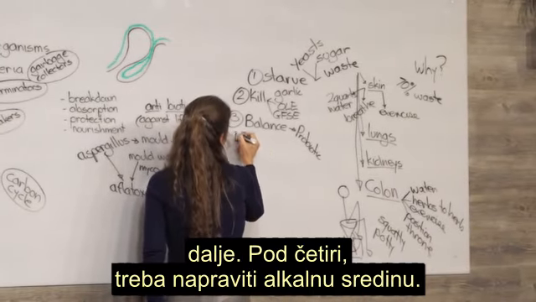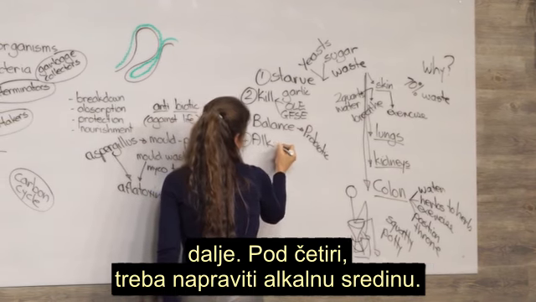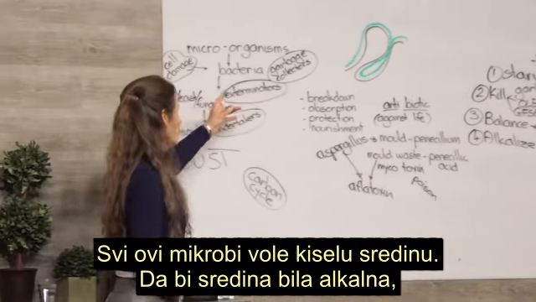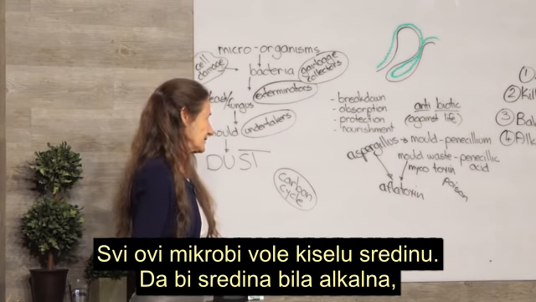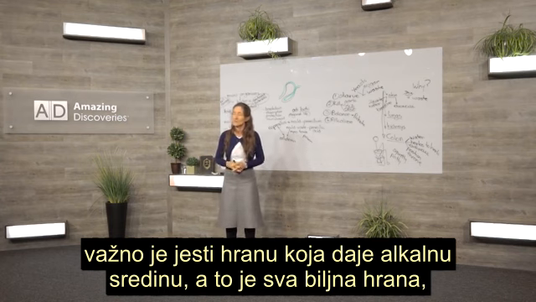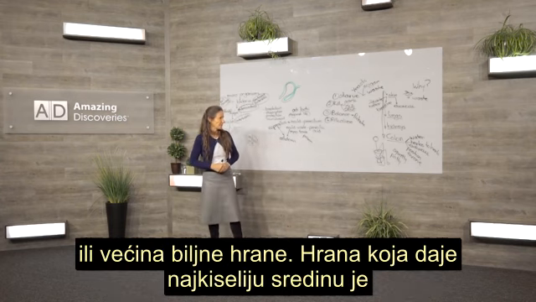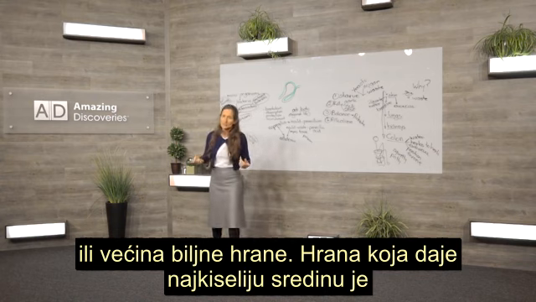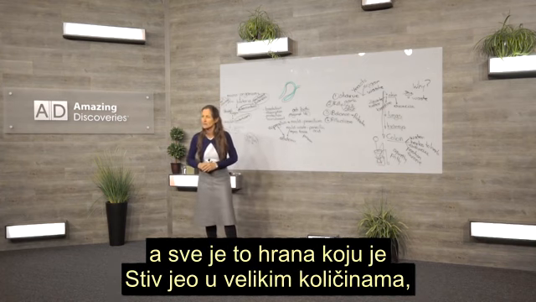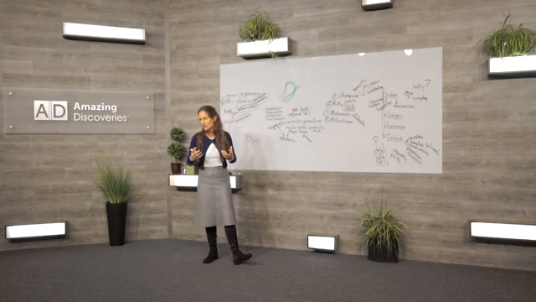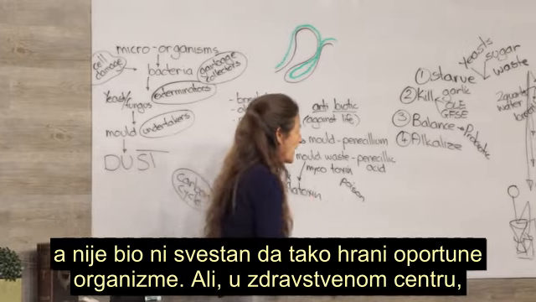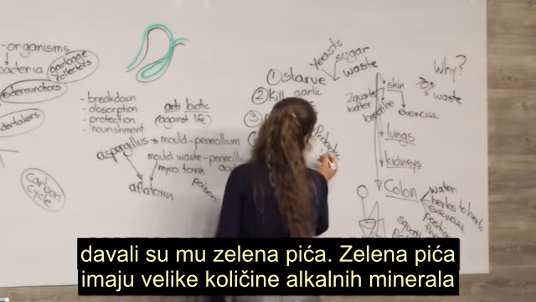Number 4, alkalize. These microbes all love an acid environment. To alkalize, it's important to have alkaline forming foods, which basically are all your plant foods, or the majority of them. The foods that are the most acid are things like alcohol, refined sugars, caffeine, dairy products and meat, and these were things that Steve was eating a lot of, not even realizing he was feeding these opportunist organisms. But at the retreat, he was given green drinks.